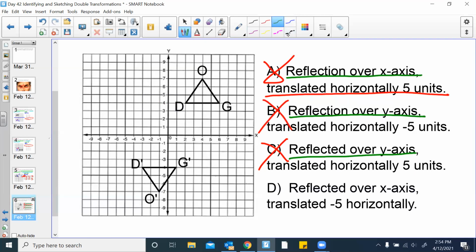But our last one, reflect over the x. So we come down 4 to get there, have to go 4 past it. And now we want to translate horizontally -5. So that's 1, 2, 3, 4, 5. So D is going to be a good answer. And if you do those steps for all of them, you'll see that they all match up.